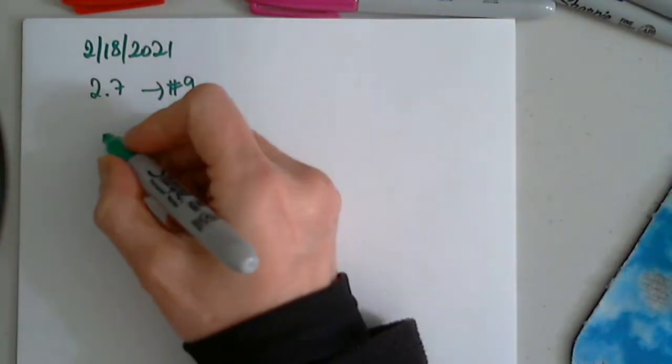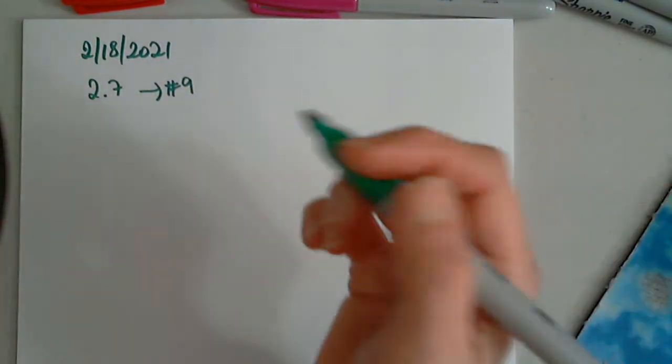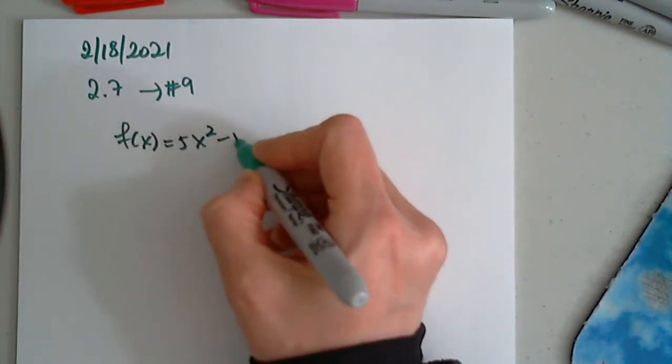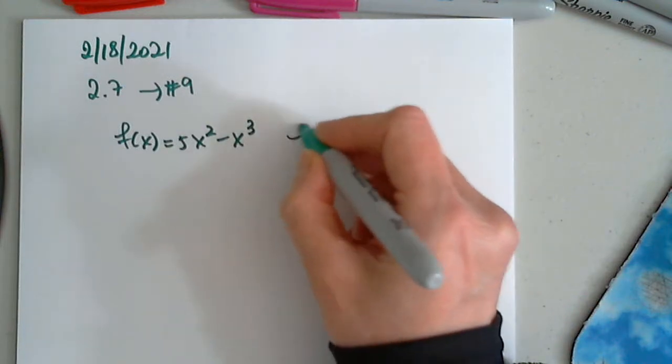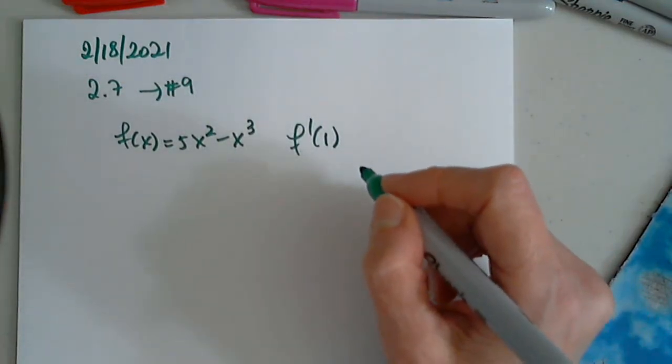Okay, 2.7. Problem 9. The reason I wanted to look at your problem is so I can answer exactly your problem. So you have f of x equals 5x squared minus x cubed, and we're asked to find f prime of 1 and use it to find the equation of the tangent line.